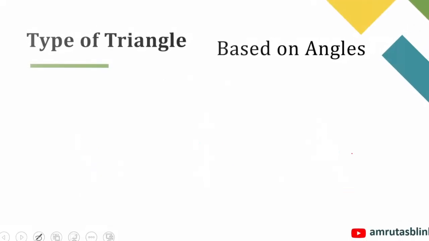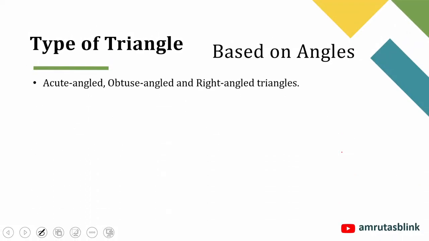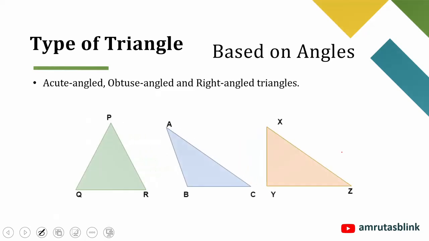Types of triangles based on angles. Just now we have seen types of triangle based on their sides. Now we are going to discuss types of triangle based on their angle: acute angled, obtuse angled and right angled triangle. Acute angle, for example, triangle PQR. Here all three angles of the triangle are acute angles. Now what do you mean by an acute angle? It is the angle which is less than 90 degree. So measure of the angle is from 0 degree to 90 degree.